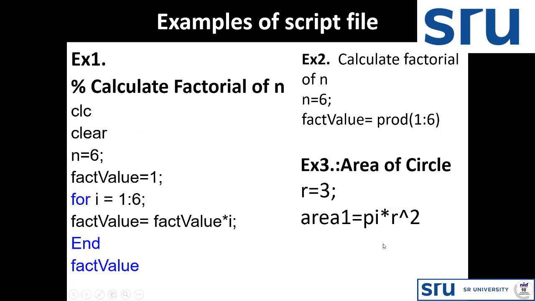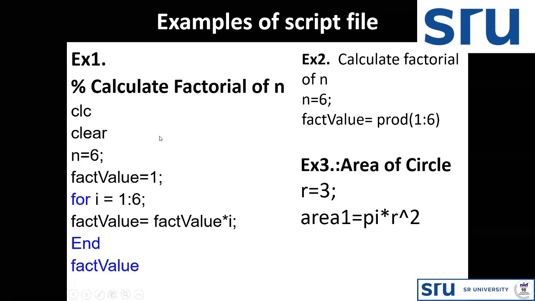Okay. So now coming to the examples of the script file. All these examples we will see in MATLAB. I have just shown you what examples we can do in MATLAB. First, find out the factorial of n. Here the n value will be given, like factorial of 6, factorial of 5. So you just have to change it from here. We will write in the MATLAB script file, not directly in the command window.